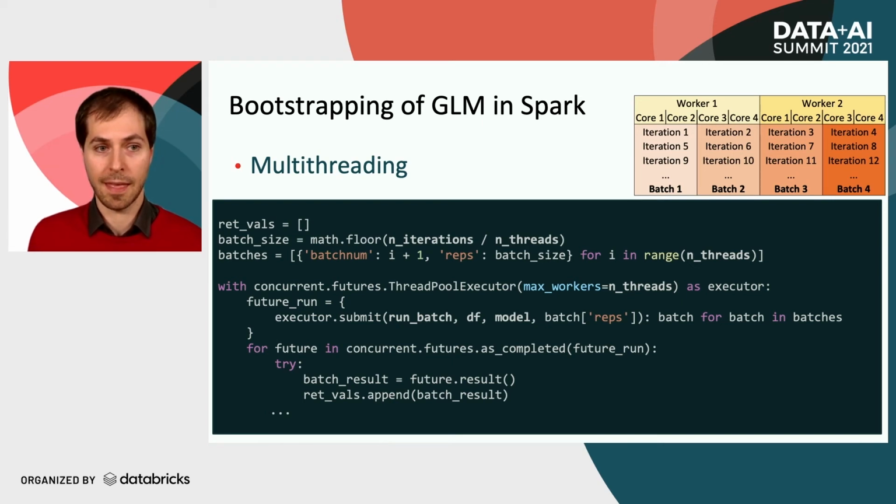Then using multithreading, using the thread pool executor, I can run n threads workers, for example 4 workers in this case, and I will submit a function called run batch. This function will run all the iterations for this one batch. The parameters of this function are the data frame, the df, the model, and then the number of repetitions, the number of iterations for this one batch. We let it run, and then we collect the results.